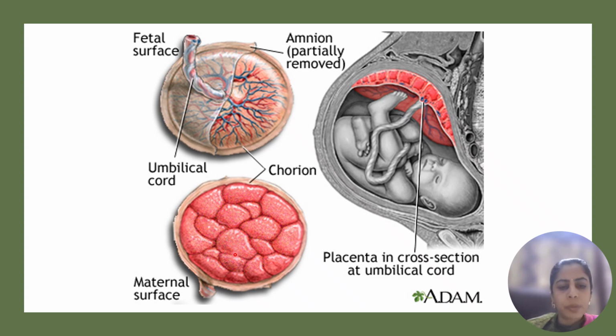So 15 to 20 cotyledons will be present in the placenta, and they will store the glucose in the form of glycogen. And also there is a fetal surface where the umbilical cord is attached. It is smooth and shiny, and we can see vessels also, arteries and veins, on the fetal surface.